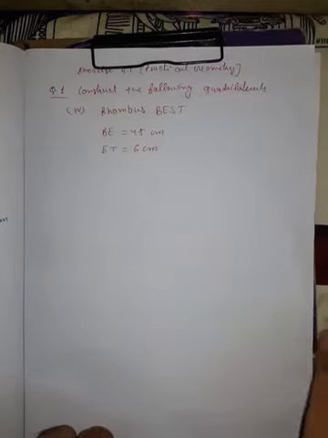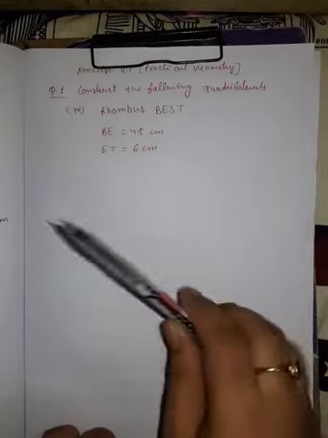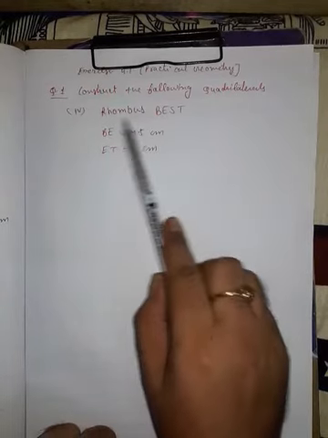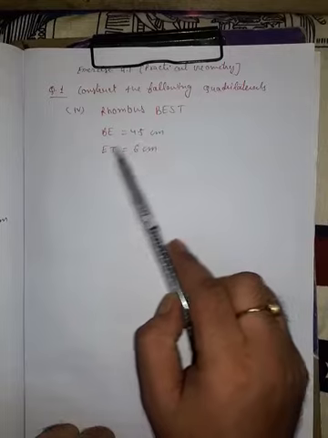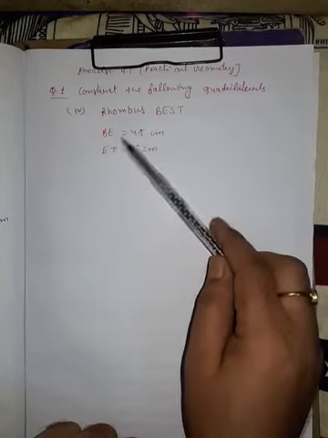Question number first of exercise 4.1, fourth part. Third part you will do yourself. In the fourth part you can see a rhombus BEST. BE is given as 4.5 centimeter, ET is given as 6 centimeter. Only two line segments are given to us.